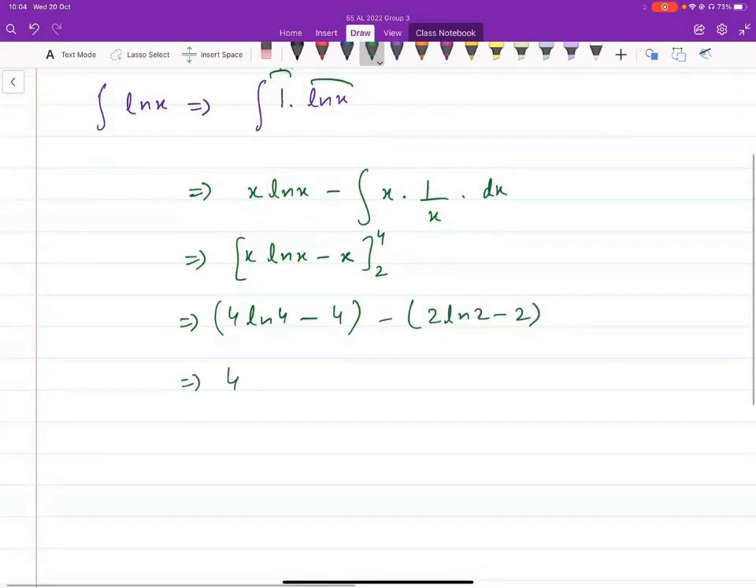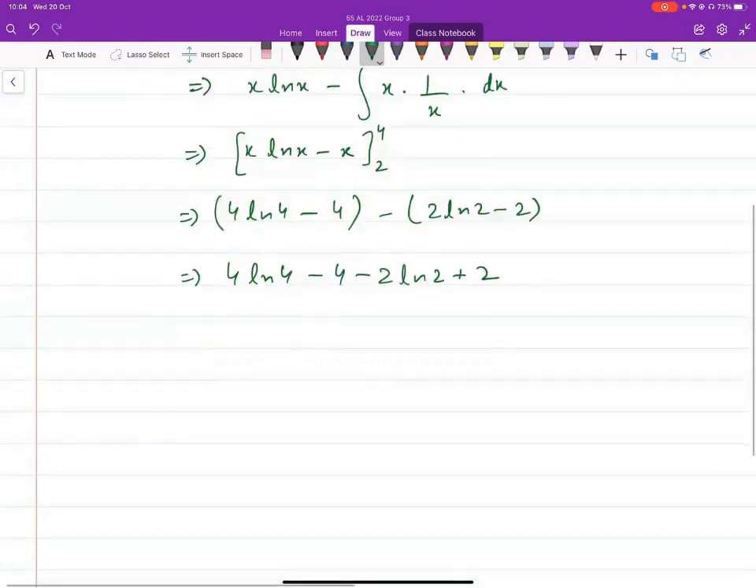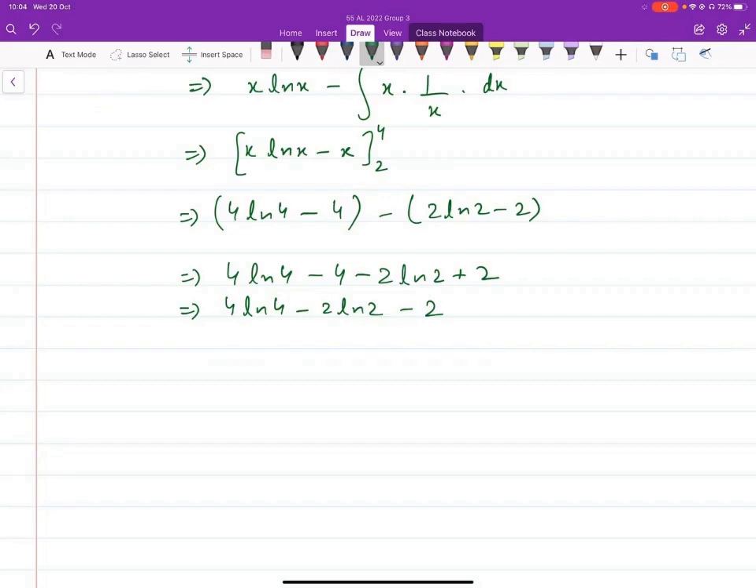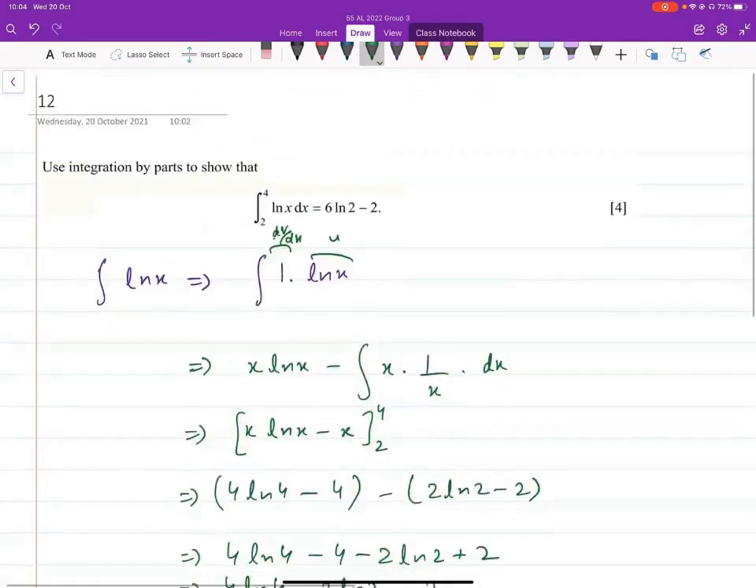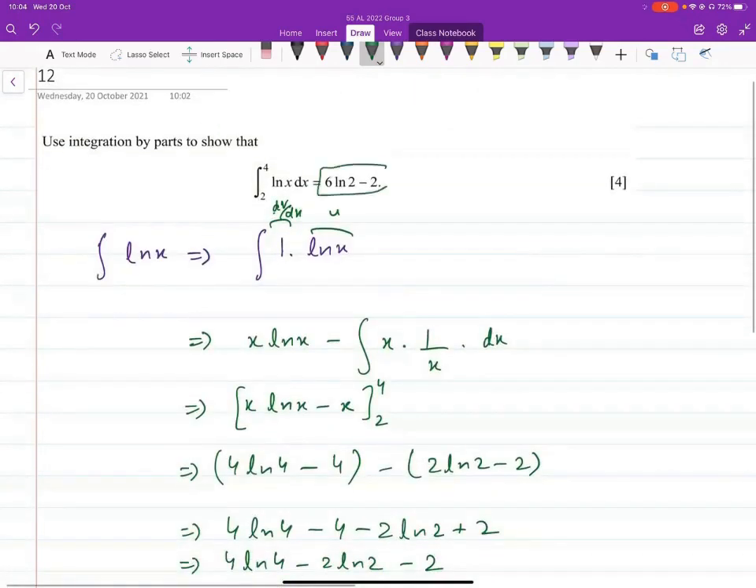Let's simplify this. That gives us 4 ln 4 minus 4 minus 2 ln 2 plus 2, and that's 4 ln 4 minus 2 ln 2 minus 2. We could leave it here if we were just asked to give an exact value at the end. But now we have to show something. It says 6 ln 2 minus 2. That's what you have to show.